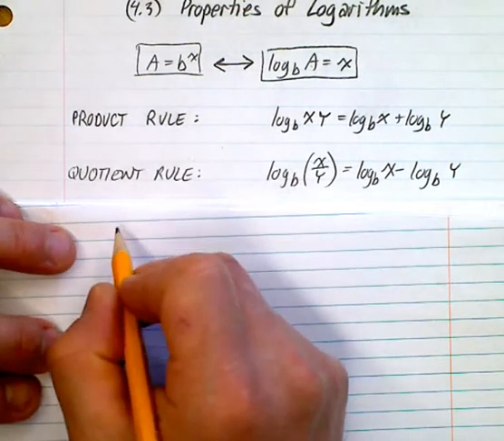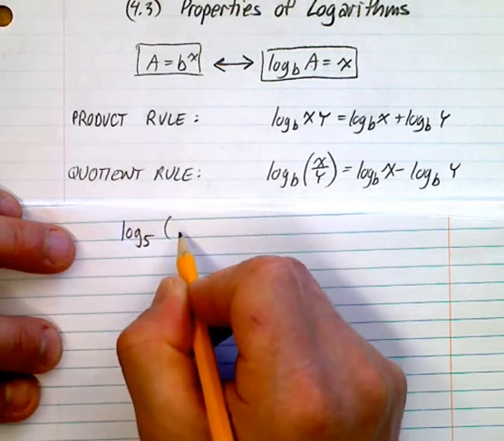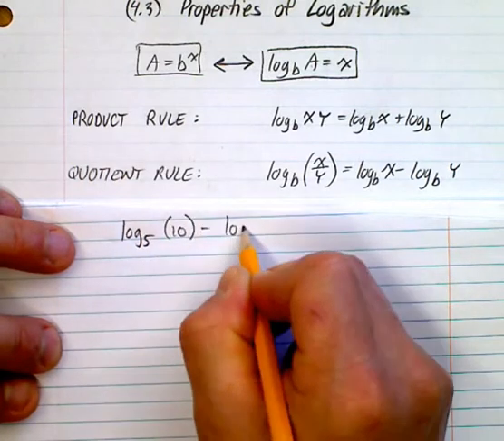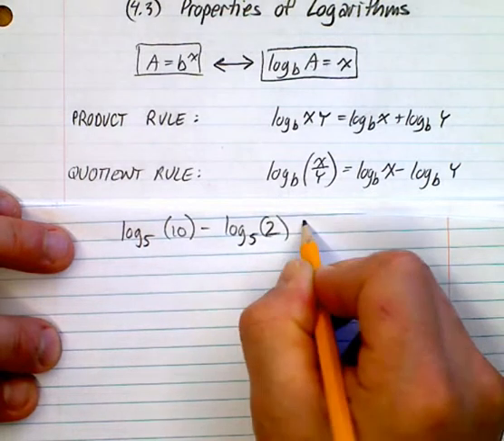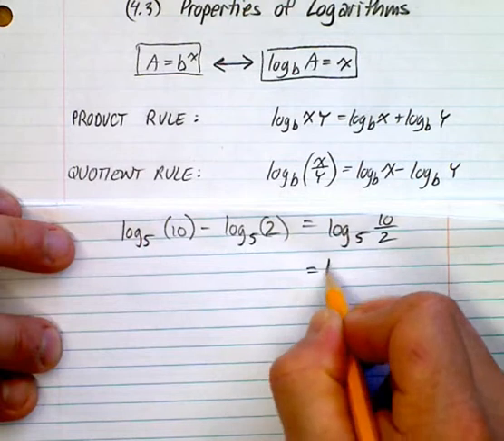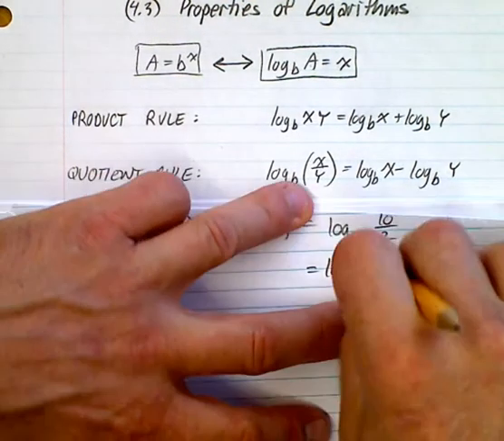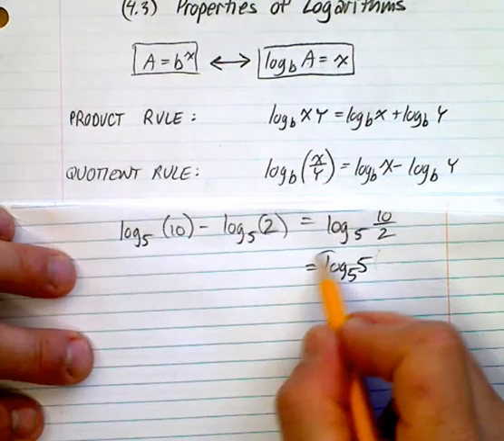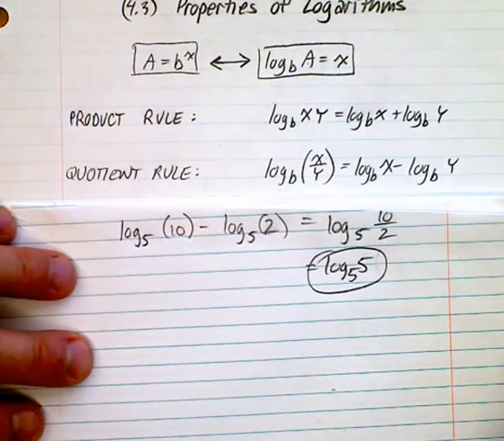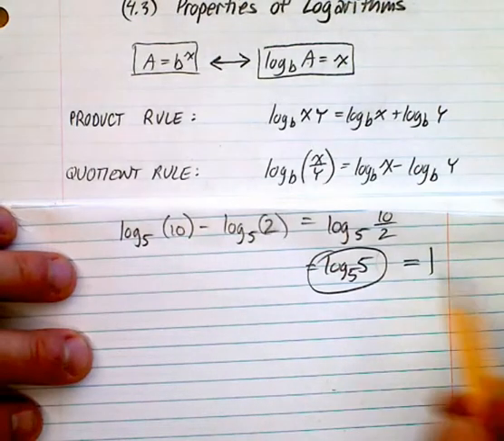If I had log base 5 of 10 minus log base 5 of 2, that would be the same as saying log base 5 of 10 over 2, which would be log base 5 of 5. There you go. And what we're going to see very shortly is that we're going to be evaluating logs. Take a look at that and see if you can tell me what you think that actually equals. It equals a value. I'll tell you right now it's 1, because 5 to the power of 1 is 5.